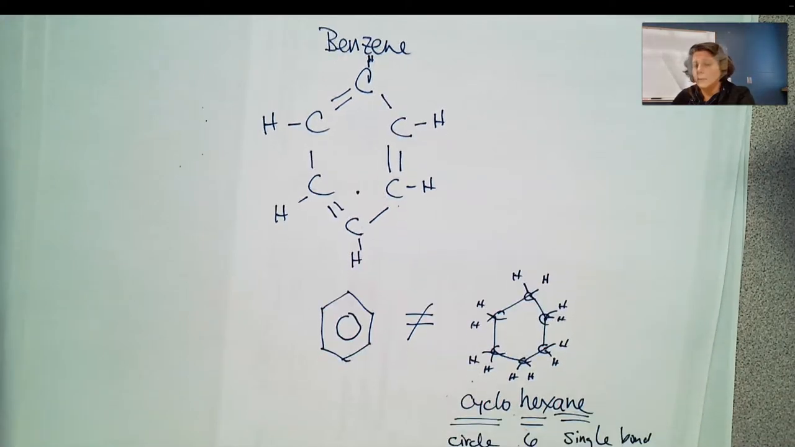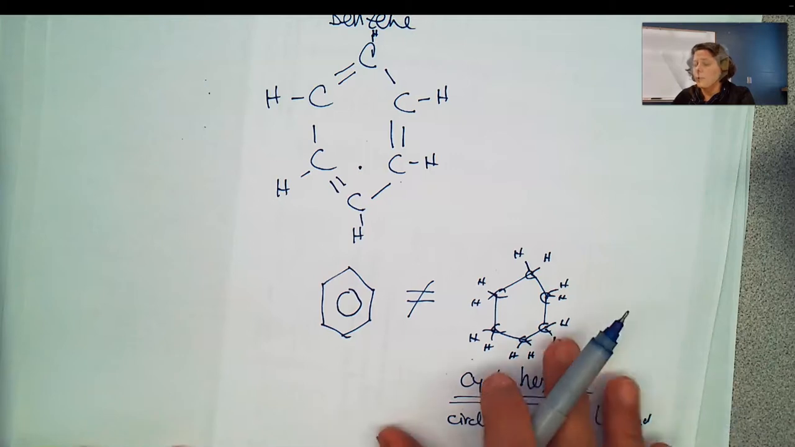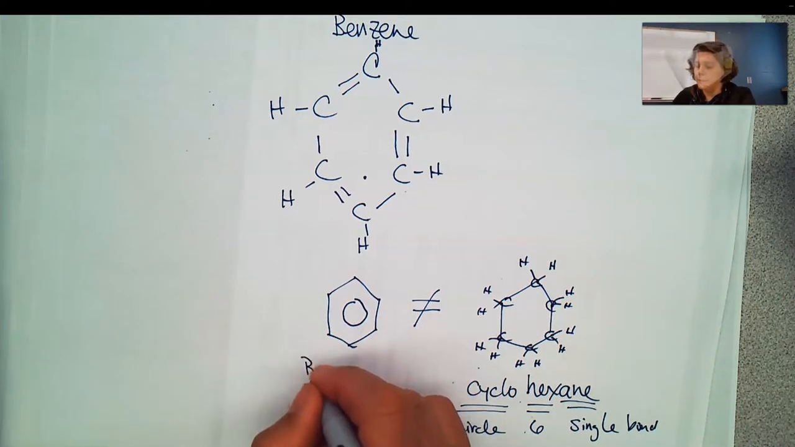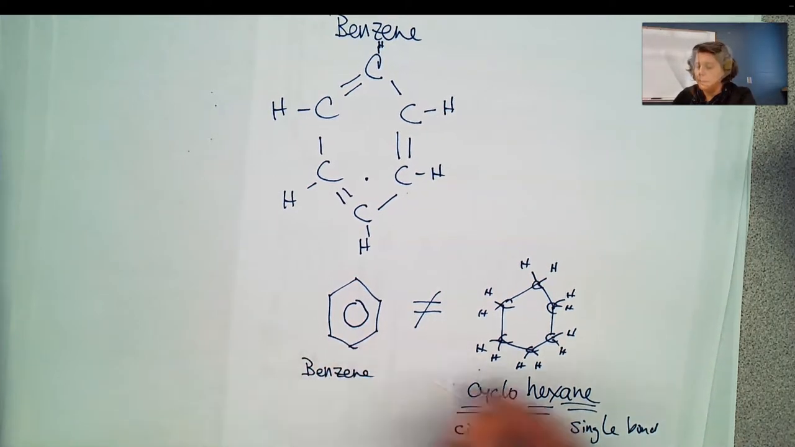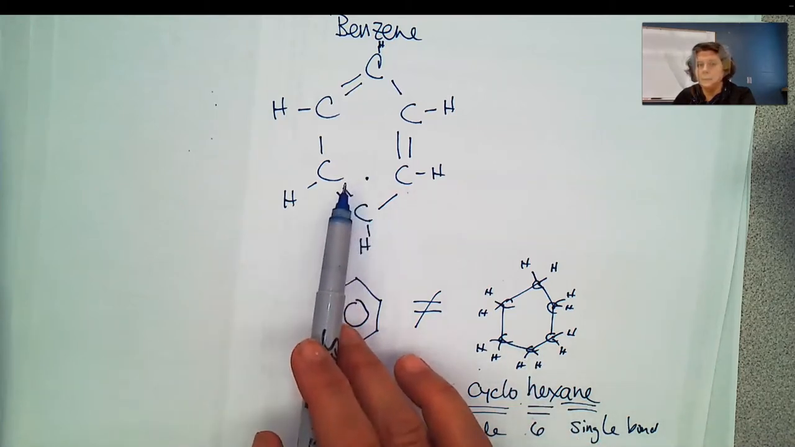We're going to go a lot into this shortly, and this will all make a lot more sense very soon. But I just wanted to go into this idea of single and double bonds, that these 2 things are not the same: this is benzene, and this is cyclohexane. This has single bonds, and this has single and double bonds.